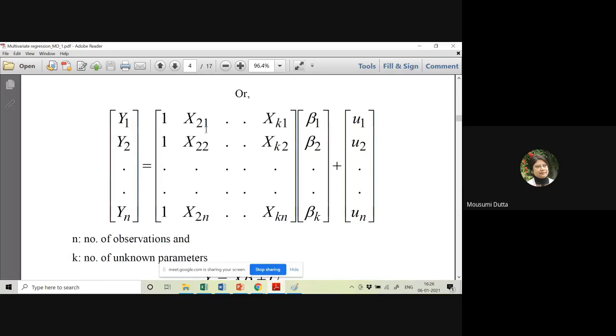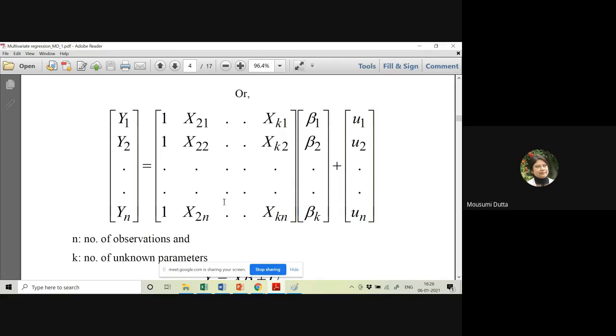And check what will be the order of the matrix X. Anyone? Kn. I didn't get it. What will be the order of matrix X? Yes, somebody tried to tell me, please. Ma'am, Kn. Kn. What is the K by number? n. What is the number of rows here? Number of rows is k plus 1.